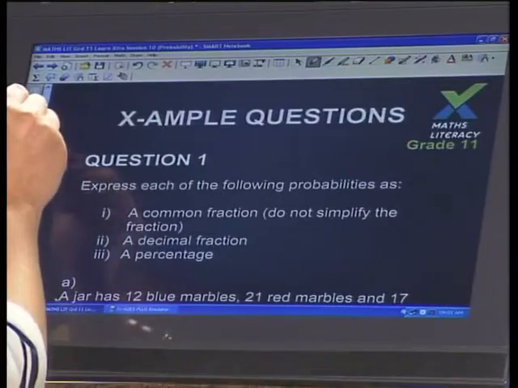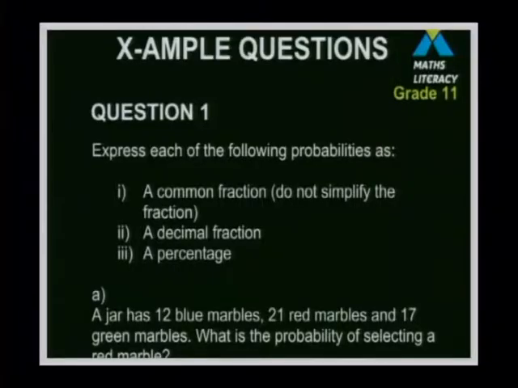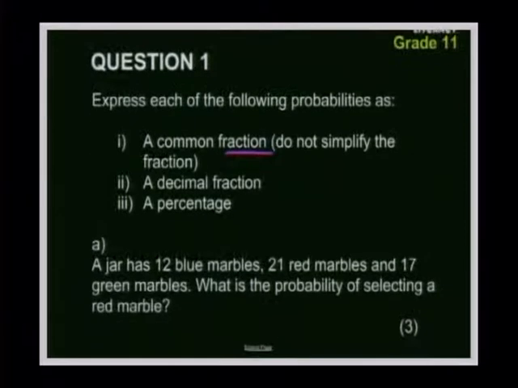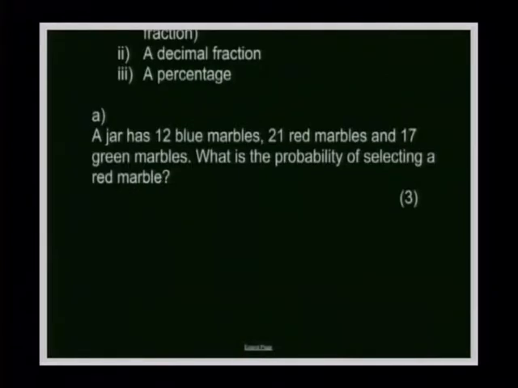Right, let's go ahead and answer some questions. Question 1 says, express each of the following probabilities as a common fraction, you do not have to simplify the fraction, a decimal fraction, and a percentage. So for each one of these, we need to do 3 things. A jar has 12 blue marbles, 21 red marbles, and 17 green marbles. What is the probability of selecting a red marble?